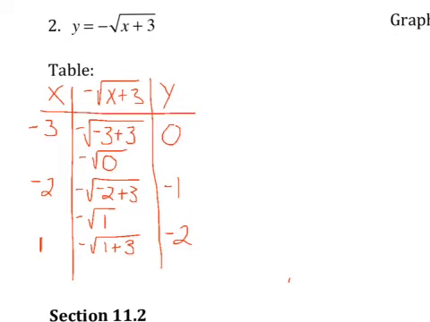The last number I plug in should give me a 9 on the inside, so I'm going to plug in a 6. So we get the square root of 9, which is 3, and then multiply it by a negative, so we get negative 3. And now I'm ready to graph.